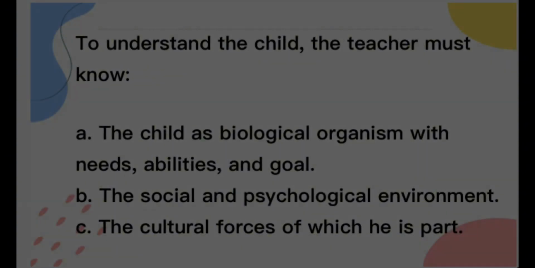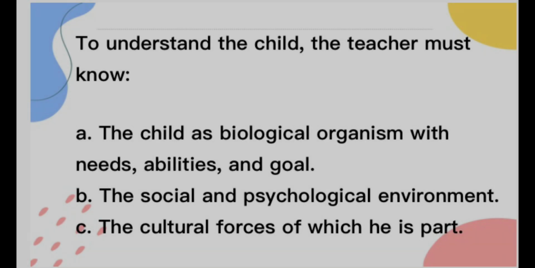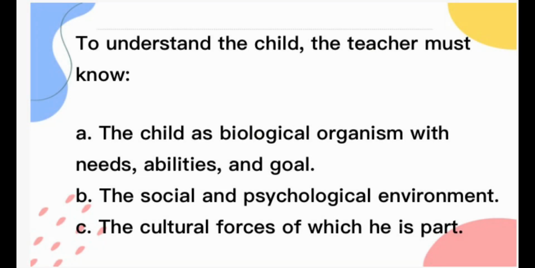To understand the child, the teacher must know the following. Letter A. The child is a biological organism with needs, abilities, and goals. Understanding the child as a biological organism involves recognizing their physical development, health, and basic needs such as food, shelter, and safety. Letter B. The social and psychological environment. This includes their family, peers, school, and community. Letter C. The cultural forces of which he is a part. Every child is a part of a cultural context that shapes their beliefs, values, and behavior.